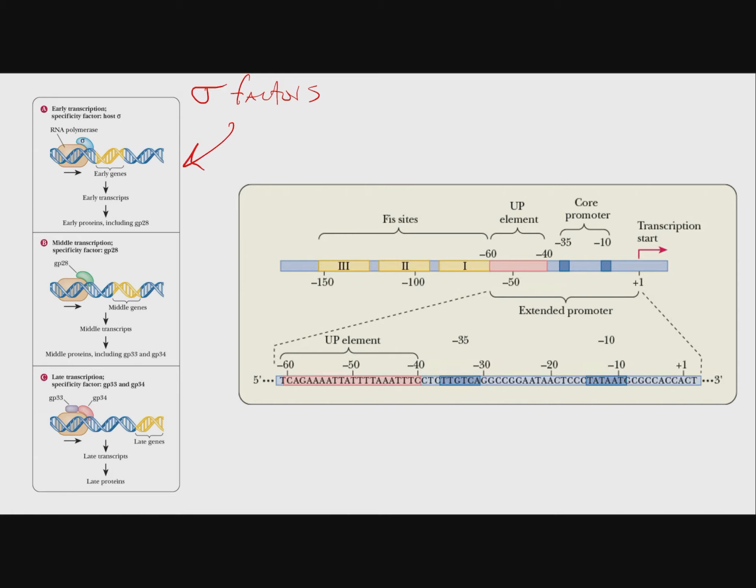Anyways, these different sigma factors, as you can see here, are going to help guide the RNA polymerase to specific parts in the genes. So let's see if we can figure out what's happening in this example I'm showing you guys. In early transcription, there's a specificity factor, host sigma. So RNA polymerase and this host sigma factor come in and they transcribe these early genes.